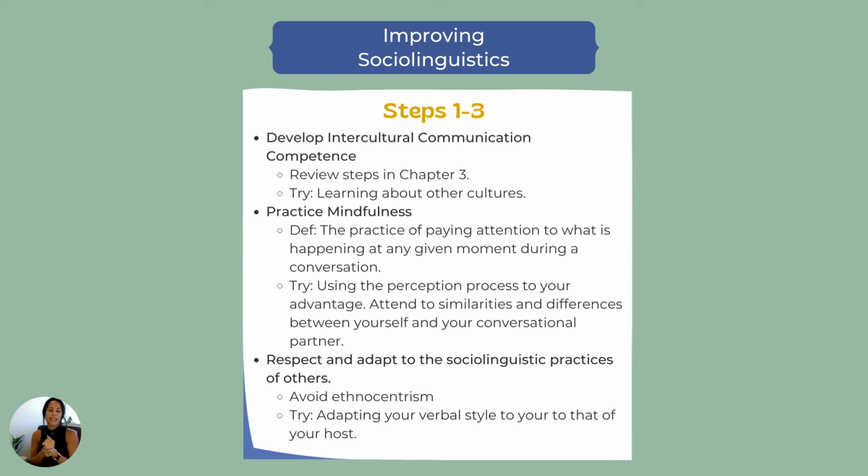And then respect and adapt to the sociolinguistic practices of others. Basically, avoid ethnocentrism, which is the belief that your way of doing things is the correct way. I know that's hard, but try to do that. And one of the things we can do that's really going to be helpful for adapting our sociolinguistic practices is adapting our verbal style to others. So this is not just changing who you are or anything like that, but recognizing if the person that you're speaking to speaks a very different verbal style, and might be offended by your verbal style.